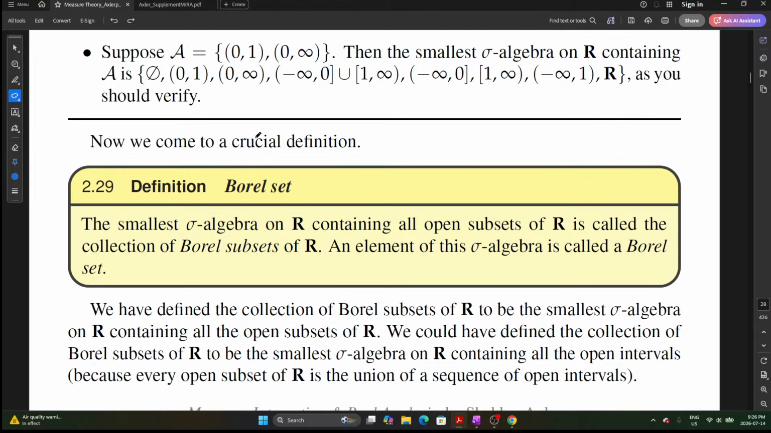So now we come to a crucial definition. We're finally ready to talk about Borel set. Okay, the smallest sigma algebra on R containing all open subsets of R is called the collection of Borel subsets. An element of this sigma algebra is called a Borel set.